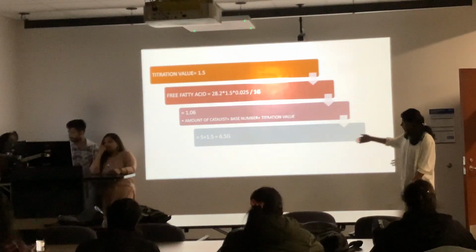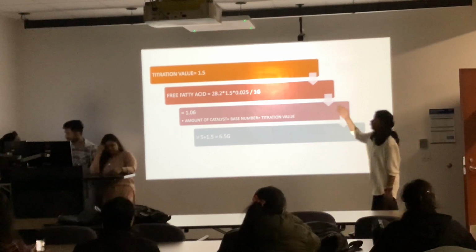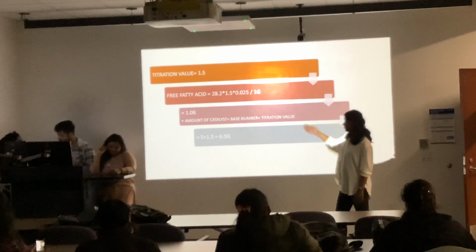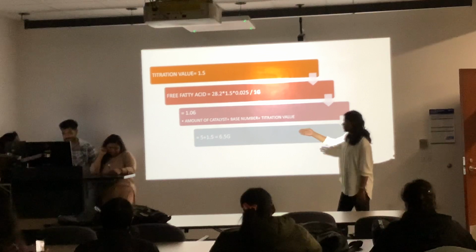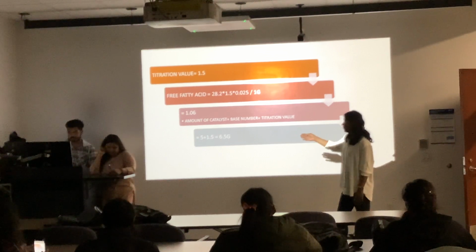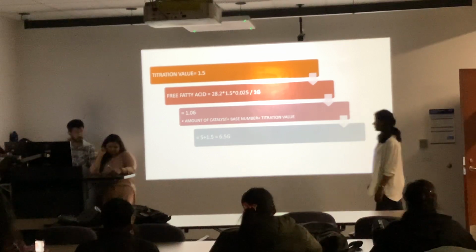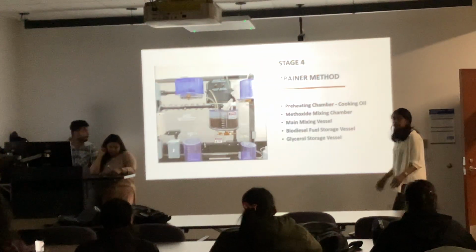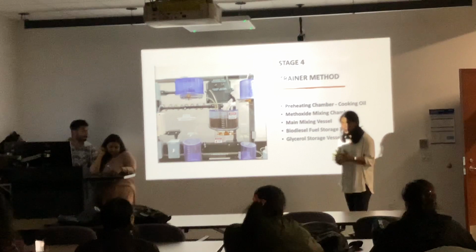So these are the values that we have calculated. From the titration, we calculated the free fatty acid content as 1.06, which is pretty good. And the amount of catalyst is found to be 6.5 grams. Finally, moving on to the steps, like the extraction process.